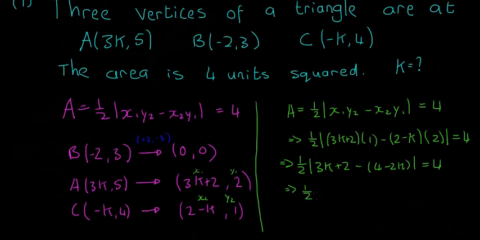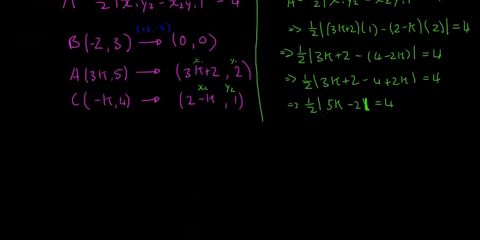Again, this means we're going to have a half of 3k plus 2 minus 4 plus 2k, so don't forget that minus minus, that's one of the biggest mistakes people make. So finally we can start simplifying this. 3k plus 2k is going to be 5k, and 2 minus 4 is going to be -2. It's equal to 4. Okay, I'm going to multiply both sides by 2, to get rid of the half in front of it. So now it's going to be 5k minus 2 is equal to 8.